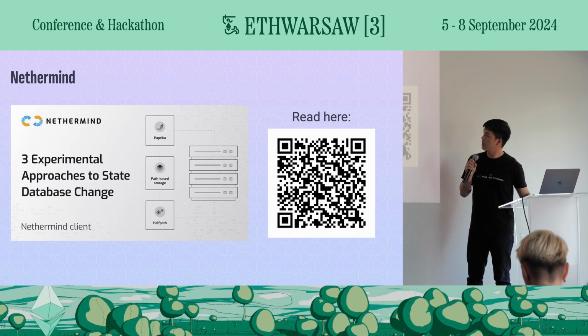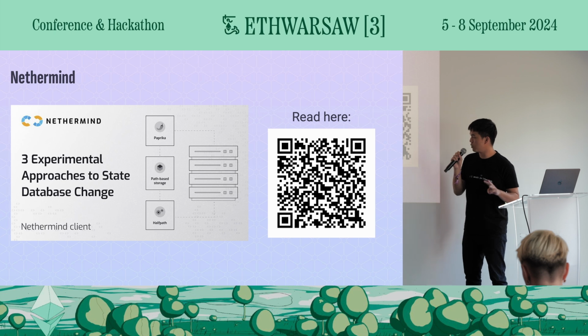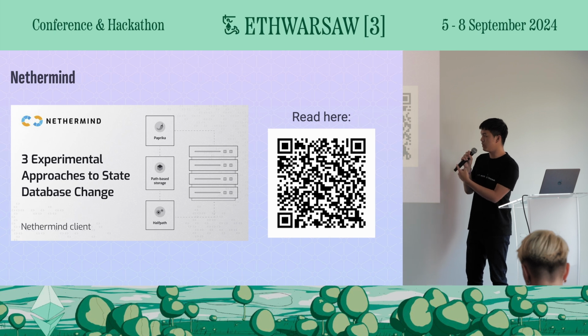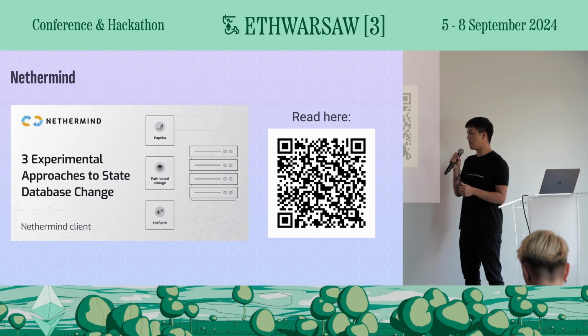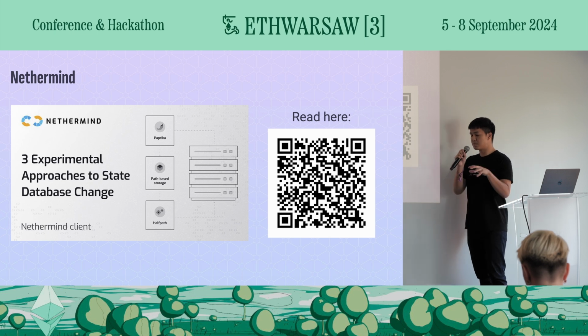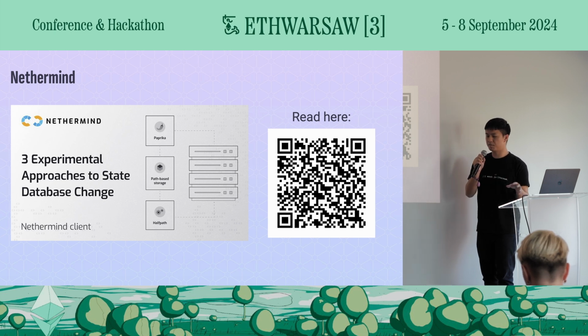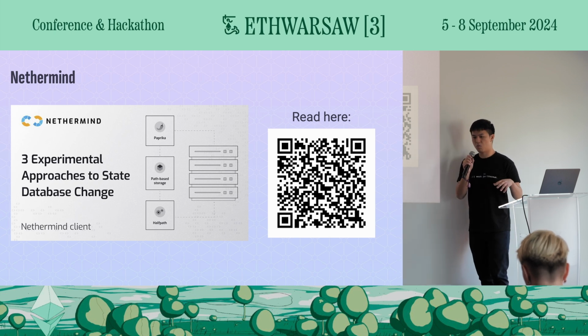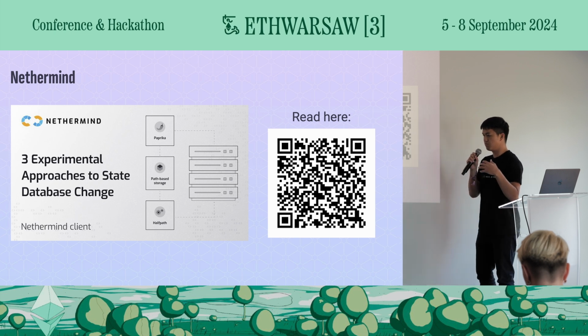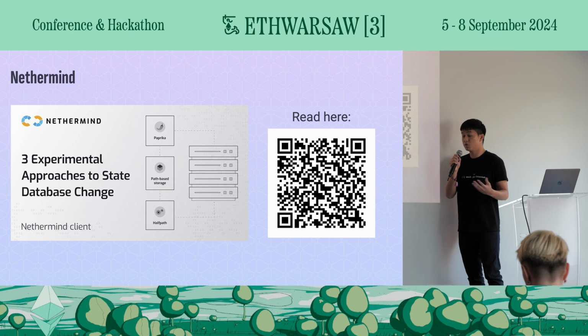Next, we will go to Nethermind. Nethermind has 3 approaches that they have tried. You can scan the QR code to read the article to learn more about it, but I'm just going to go through each of them as a summary. The first approach is called Paprika. Paprika is an experimental storage engine specifically for Ethereum state. Right now, the databases that client teams are using are always key value pair databases, for example LevelDB, RocksDB, or CockroachDB. But why use a generic key value database when you can just rebuild one specifically for Ethereum? It's going to be more performant.